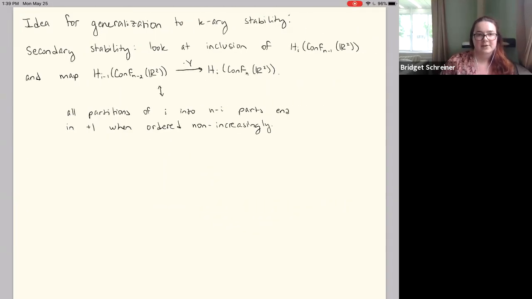But if we go back to what we were thinking about with secondary stability, we were looking at the inclusion of the ith homology of n-1 points, and then the map from the I-1st homology of n-2 points. And this corresponded to all partitions of I into n-I parts, ending in a +1 when ordered non-increasingly, which just makes it easier to see whether or not there is a 1 in the partition, if we just order it non-increasingly and look at the last number, to see if that's a 1.